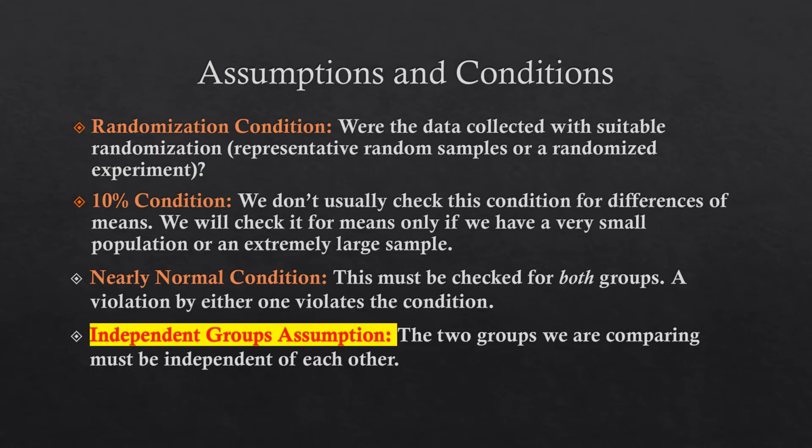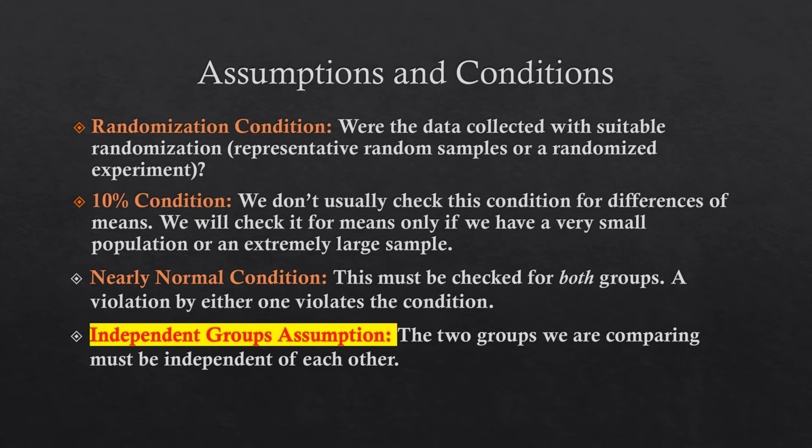The good news is that our assumptions and conditions are exactly the same as what we had before. The only difference is that we actually have to check these assumptions for both of our samples. So the first one, of course, is that each sample has to be randomly selected or at least be a representative sample.